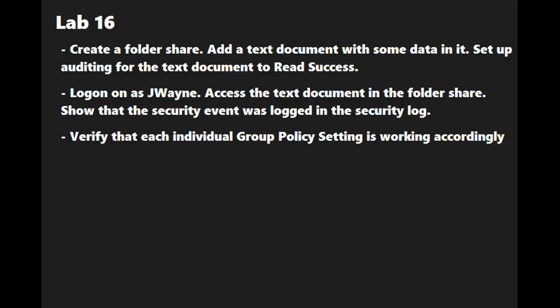Then we create a folder share, we add a text document, some data in it, and set up auditing for the text document to read success. We logged in as John Wayne, accessed the text document in the folder share, and we showed that the security event was logged in the security log. We verify that each individual group policy setting is working accordingly afterwards.